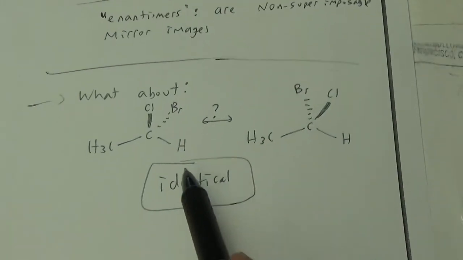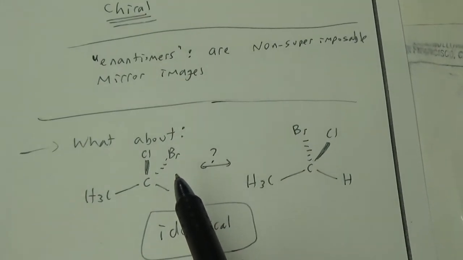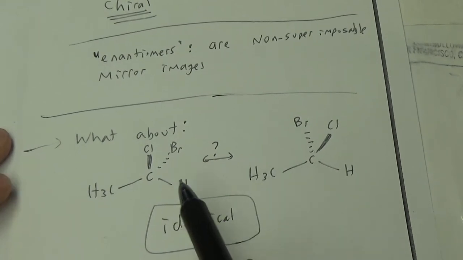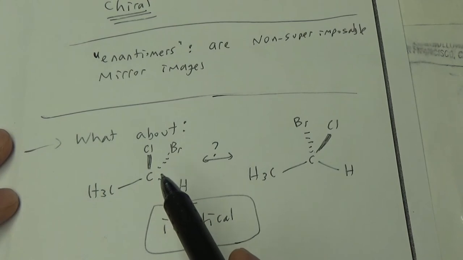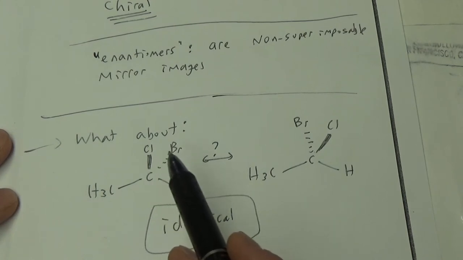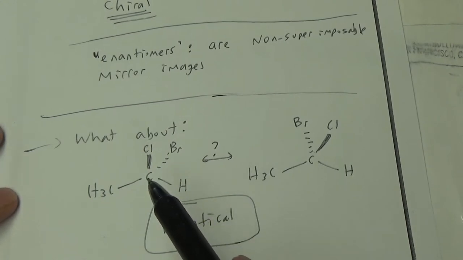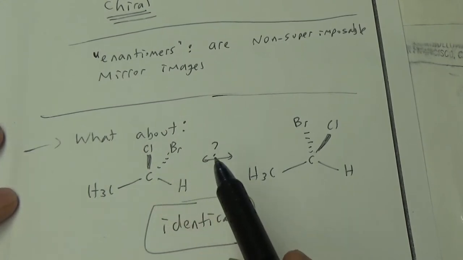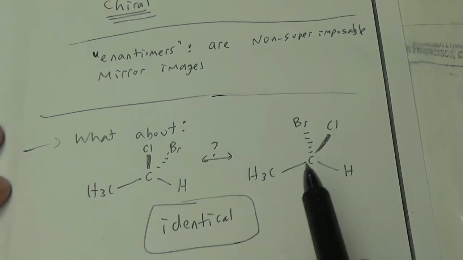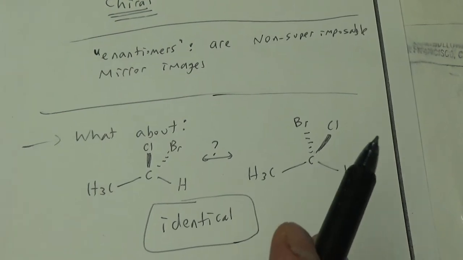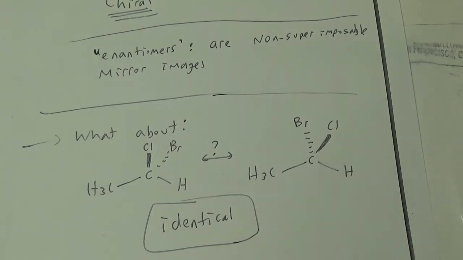Okay, just to reiterate, these are the identical molecules. That little offset of left and right of the Cl and the Br is meaningless. What matters is the fact that the chlorine is coming towards us and the Br is going away from us. And thus, these are identical molecules. Okay? Just wanted to be very clear about that.